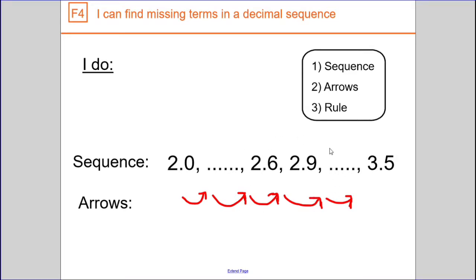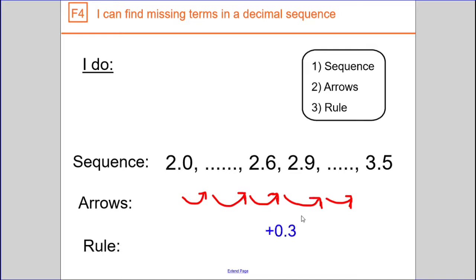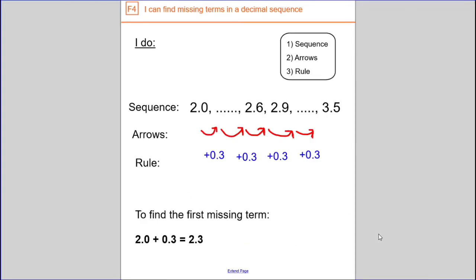Once we've done that, we then need to use two terms that are next to each other. In this case, we've got 2.6 and 2.9 next to each other, and we need to find the rule between those two terms. In this case, it will be plus 0.3 as we are adding 0.3. The 0.3 applies all the way throughout because this is a linear sequence. So we are then going to write the 0.3 all the way throughout. Once we've done that, we can then find our missing terms.